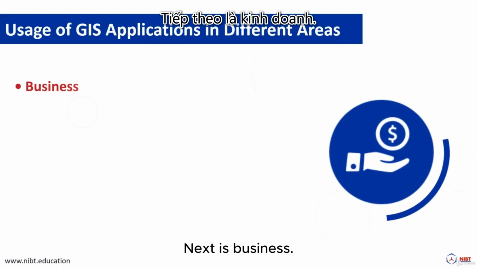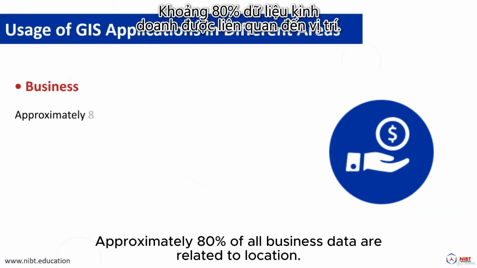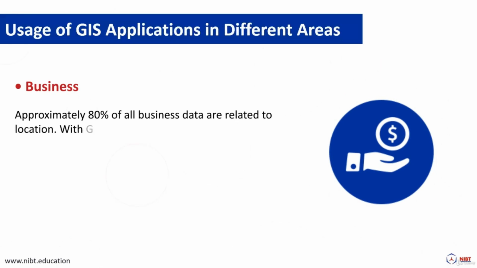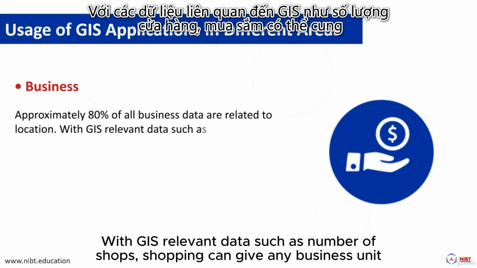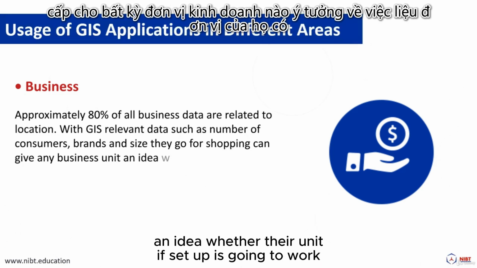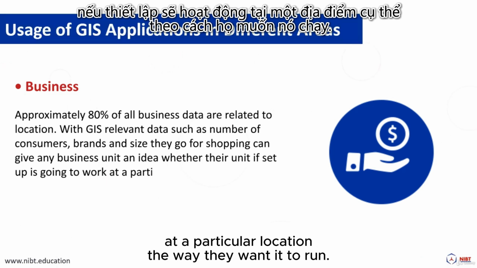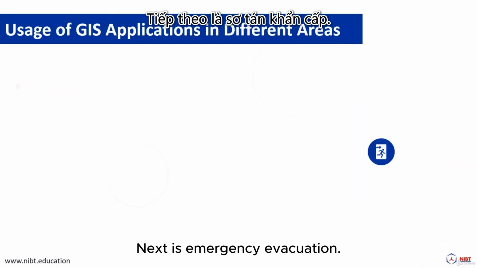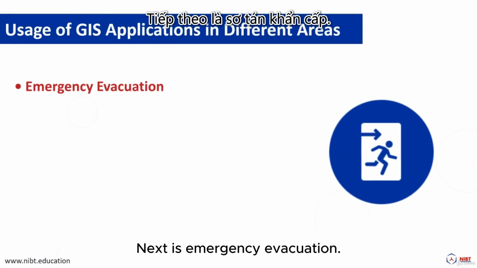Next is business. Approximately 80% of all business data are related to location. With GIS relevant data such as number of consumers, brand and sites they go for shopping can give any business unit an idea whether their unit, if setup, is going to work at a particular location the way they want it to run. Next is emergency evacuation.